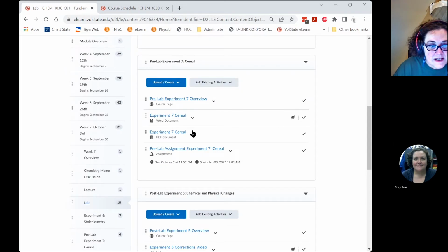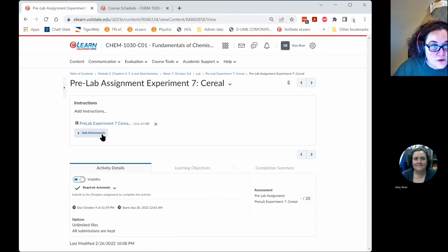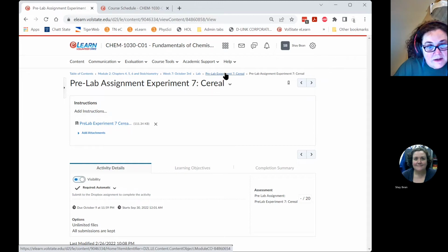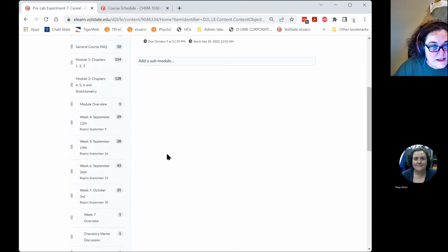There is your overview. This one is actually hidden. It's a PDF file for your experiment, so read that over and look at the pre-lab assignment. As you remember, it's the same kind of thing. As you go to each one of these assignments, there is a handout to download that you will write your answers out on and then upload back to the Dropbox. So you have a relatively short pre-lab for experiment 7.